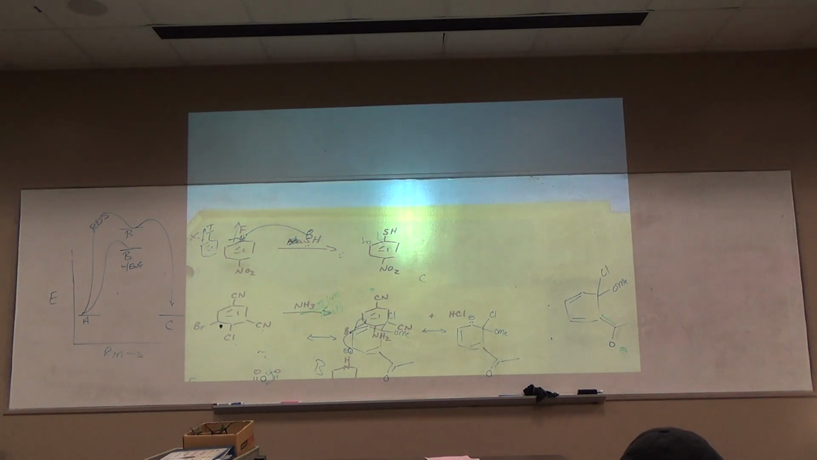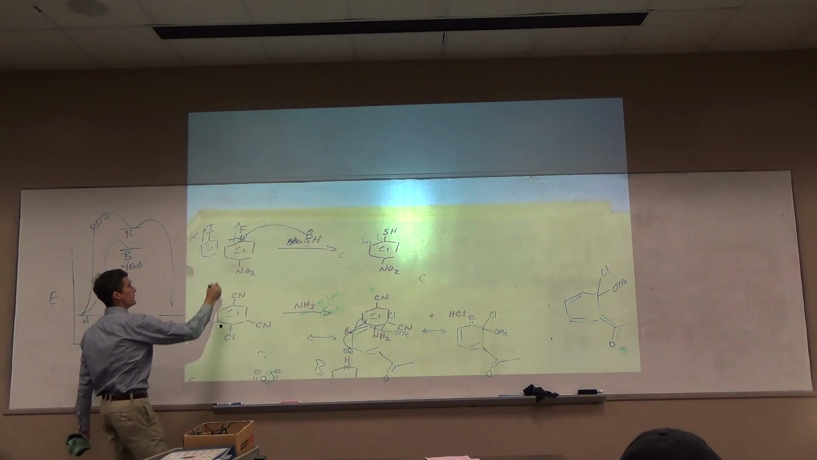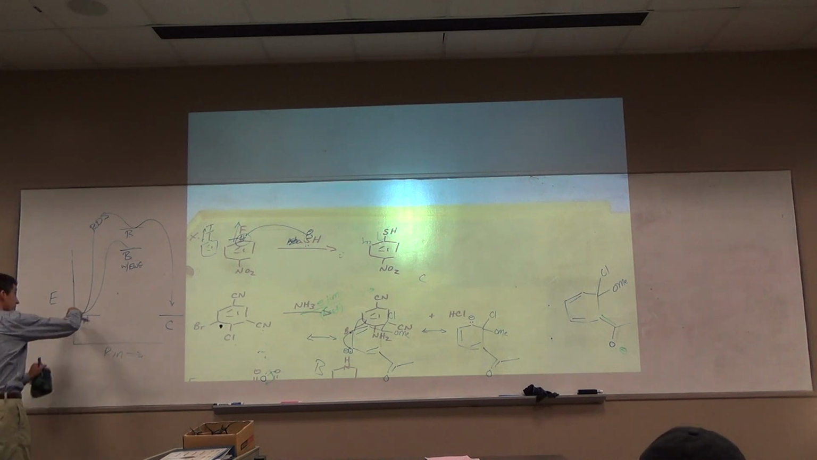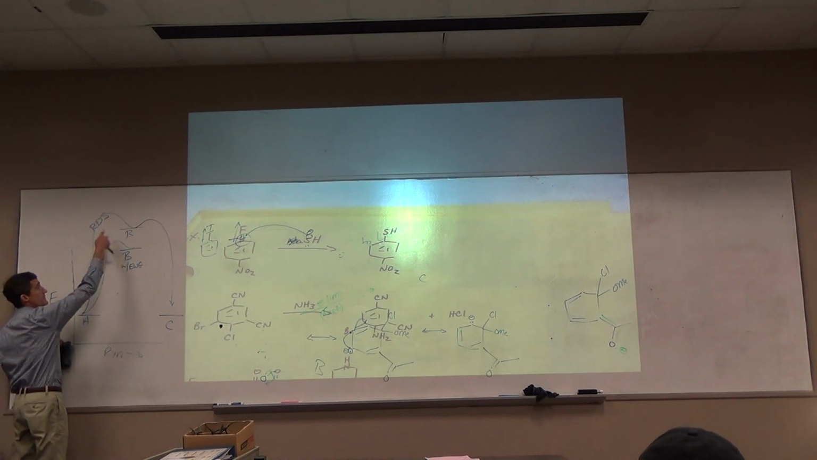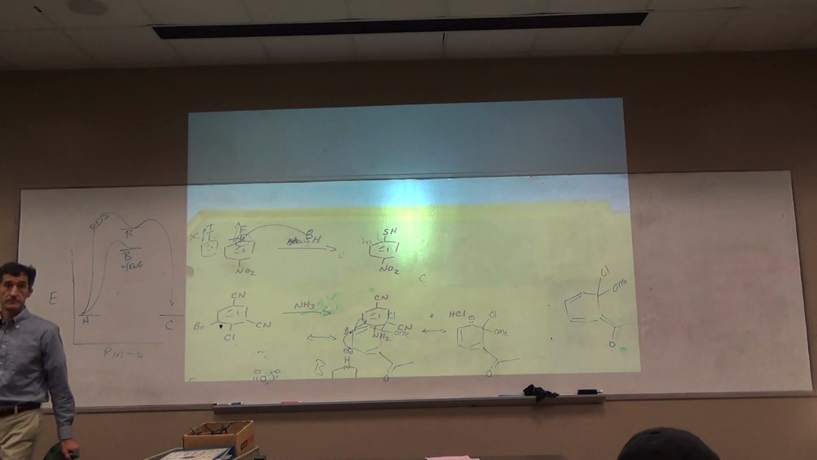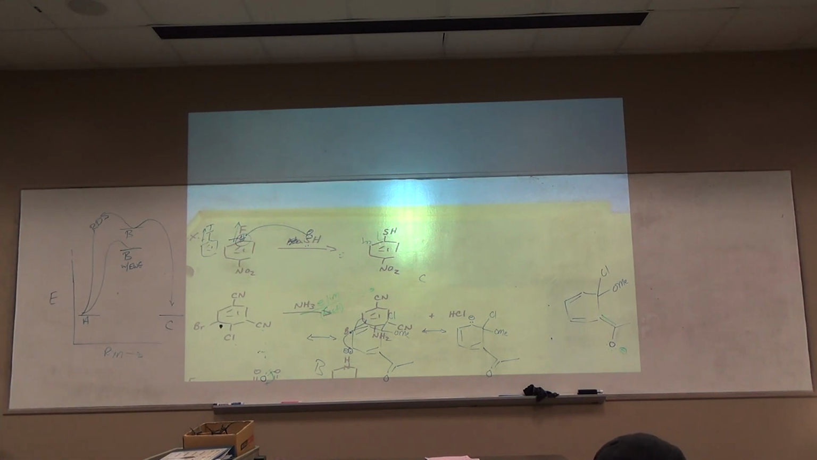The reason it's a better leaving group is not so much because it's leaving, it's because it generates more partial plus here. And it makes this first step, which is the rate determining step, the nucleophile coming in, easier, or more likely to happen because you have more of a plus.